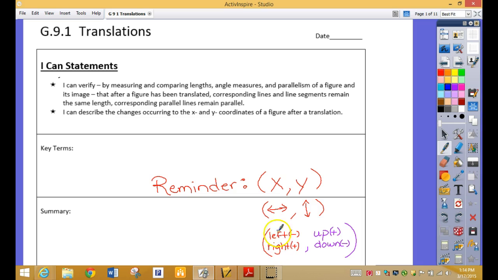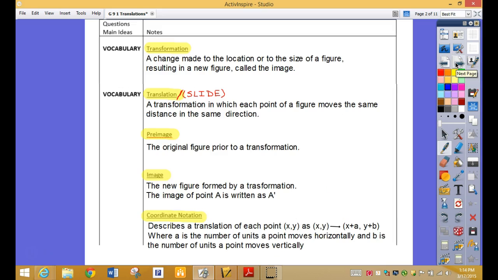The left and the right, that refers to your x-axis. All right? The up and the down, that's your vertical. That's your y-axis. So everything in this unit, I'm pretty much talking about transformations, transformers. You're taking something and you're making something new out of it. A translation, like we said when you're younger, was referred to as a slide. You have your pre-image, what you start with, and then we make it into a new image. Then we're going to learn what the coordinate notation is. We'll practice that.